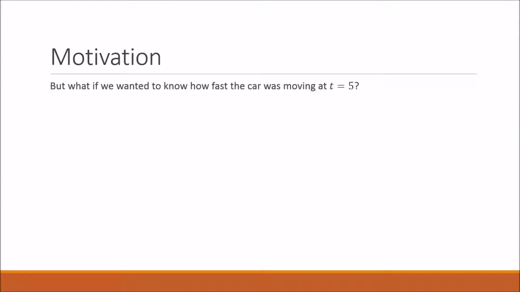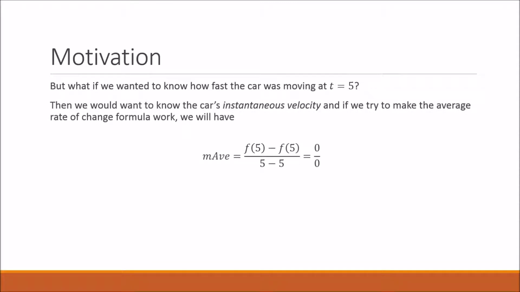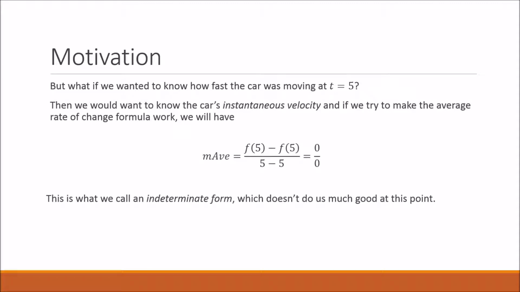But what happens if we wanted to know how fast the car was going when t equals 5? Well, if we tried to use the average rate of change formula, we would end up with 0 over 0. And this is what we call an indeterminate form, which at this point in time doesn't do us a lot of good. So how can we remedy this?